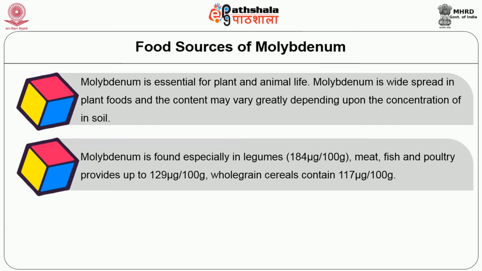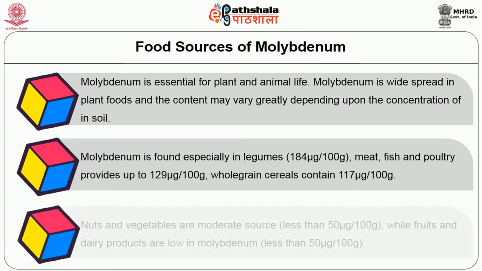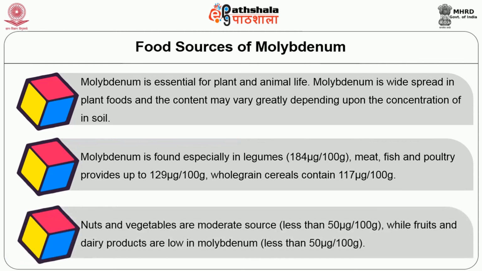Legumes provide up to 129 microgram per 100 gram. Whole grain cereals contain 117 microgram per 100 gram. Nuts and vegetables are moderate sources, while fruits and dairy products are low in molybdenum.